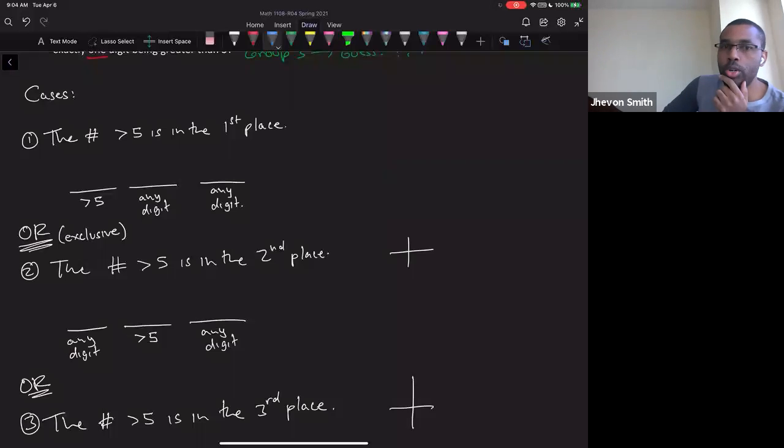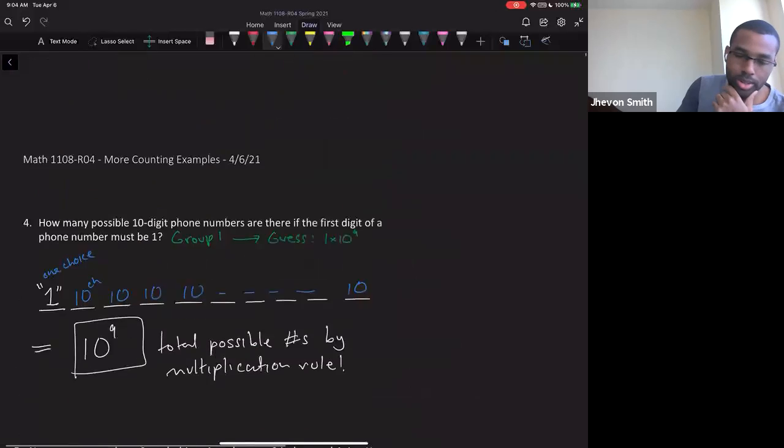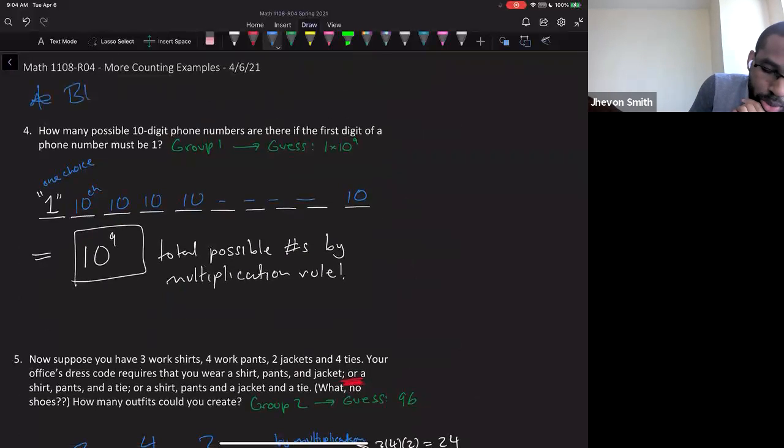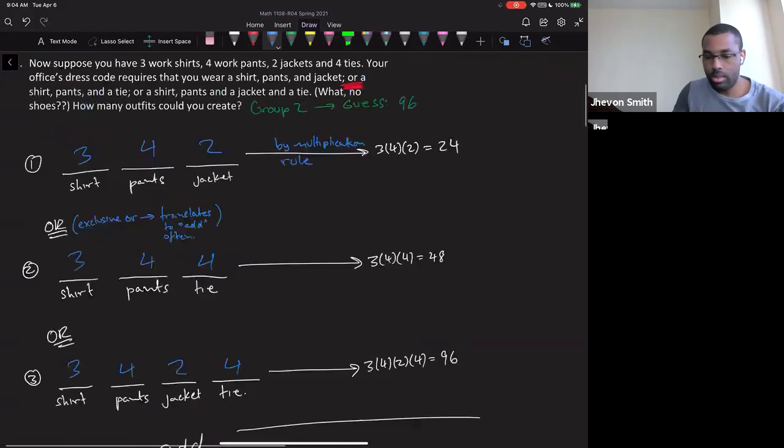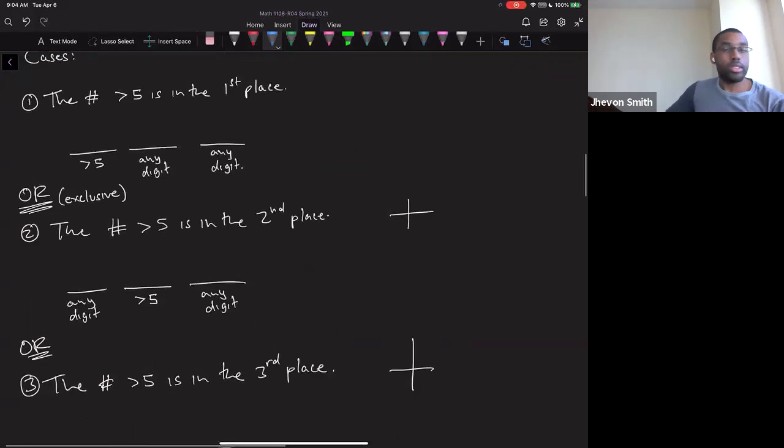Let's do the numbers in blue for choices again. Blue numbers count choices, so I don't have to write choices every time. So, greater than 5: how many options are greater than 5? There are 4 choices here, because it can be 6, 7, 8, or 9. What about any digit? Nine. 10.